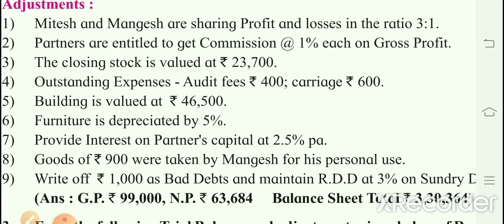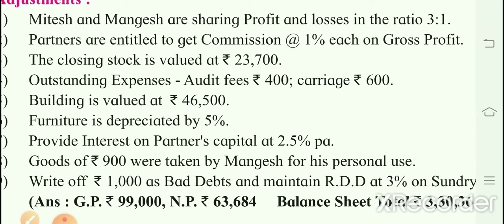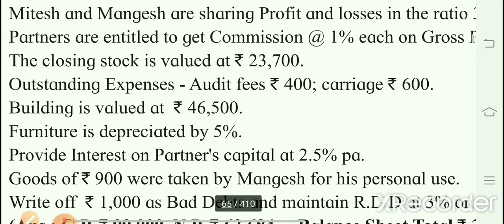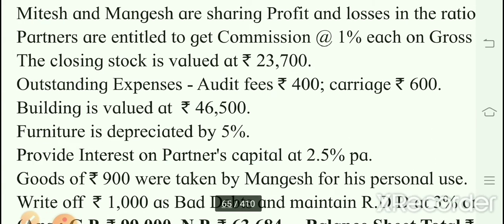Fourth adjustment. Outstanding expenses. Audit fees rupees 400. Carriage rupees 600. All of you know the effect. Outstanding expenses. See audit fees. On the debit side of the profit and loss account, we have written audit fees by rupees 1,800. To that add outstanding rupees 400. In the outer column the amount will be 2,200. Its second effect will be written on the liabilities side.